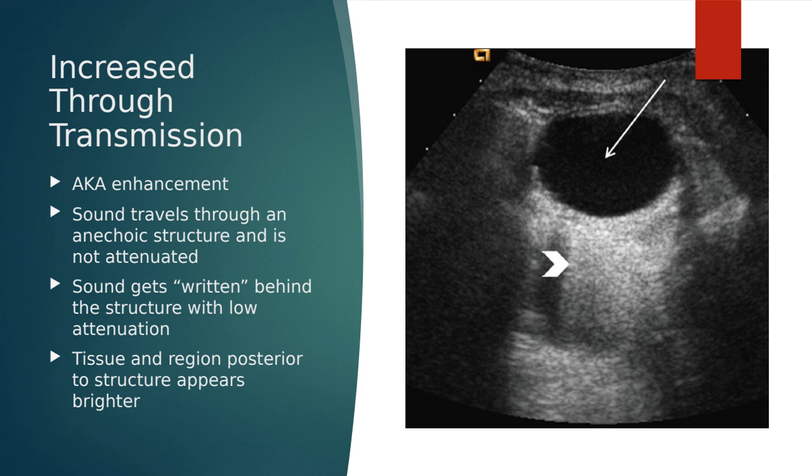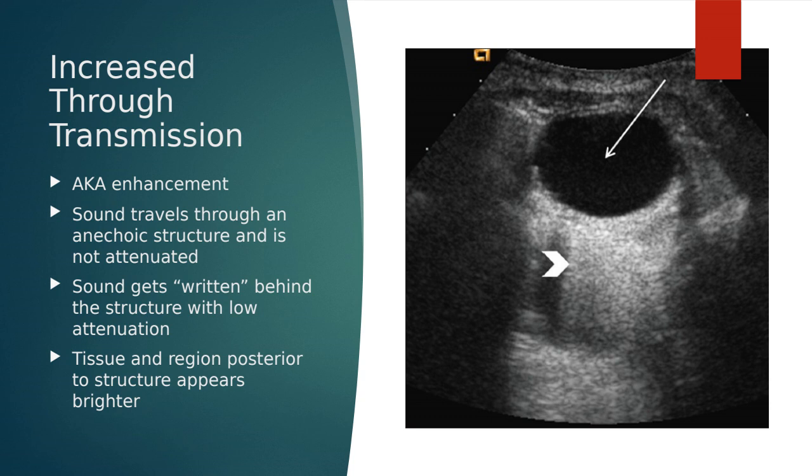This is when our sound waves travel through typically an anechoic structure or a structure that has a very low attenuation rate. This is when our sound wave is still really strong traveling through that structure. Low attenuation structures are not going to absorb a lot of that sound wave. So that sound wave is still going to be pretty strong as it travels through and continues to move on into the body. That's why it gets a little brighter behind these low attenuation structures. That sound is going to get what we call written behind, or posterior to, that structure.